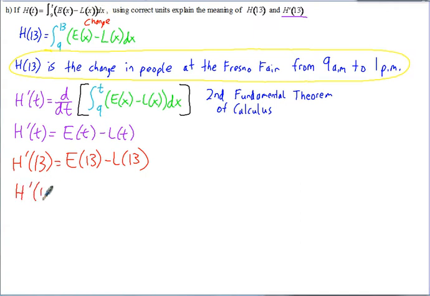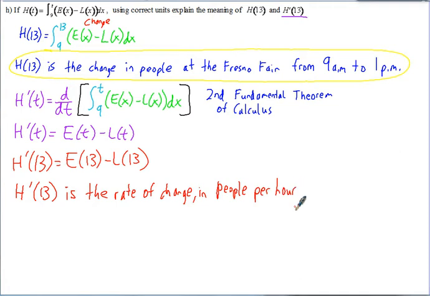So h prime of 13 is not the change, but the rate of change. In other words, the derivative. Change. And then the units here are in people per hour. At the Fresno Fair.